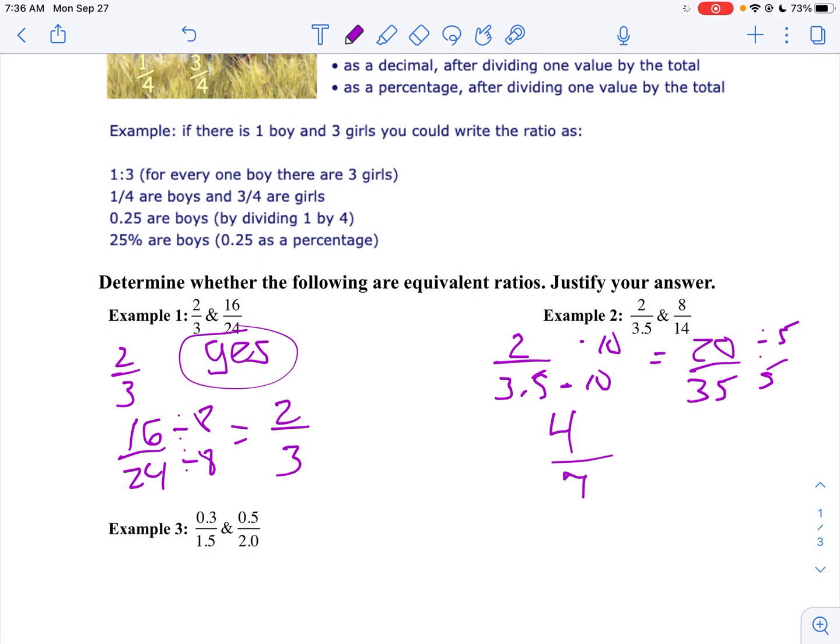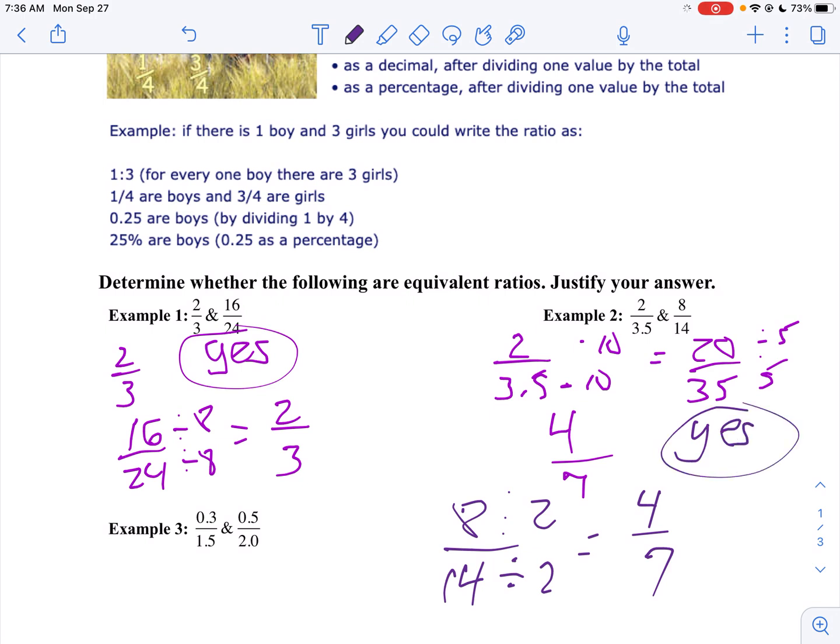Then I'll take a look at my other ratio, 8 over 14. Does that reduce to 4 over 7? Well, it looks like I could divide by 2 then. Divide by 2. So 8 divided by 2 is 4. 14 divided by 2 is 7. These are the same. So yes, this is a proportion or equivalent ratios.